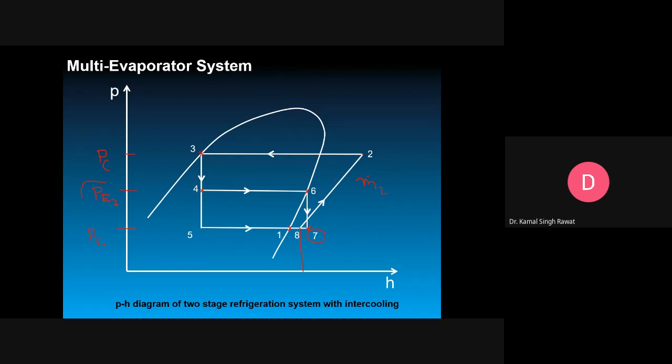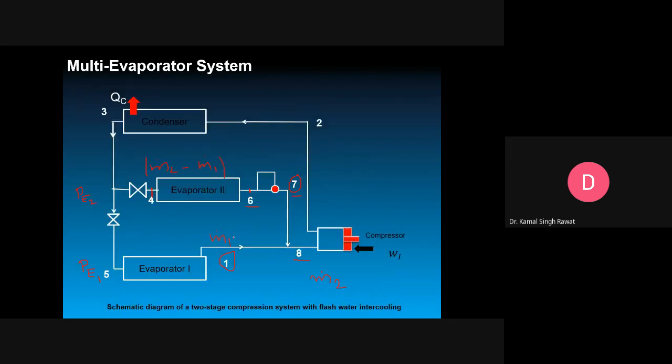Now this superheated vapor enters the compressor. There is only one compressor, so it goes into the compressor, and in the compressor there is an isentropic process from 8 to 2. So you can also see in the schematic diagram the compression process from 8 to 2. Okay, so now this diagram is clear. The system is clear.